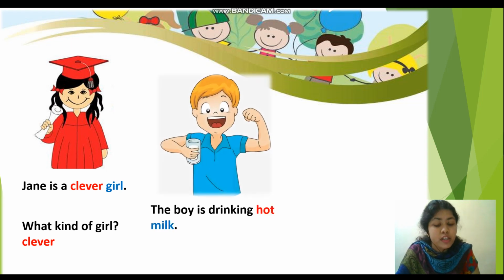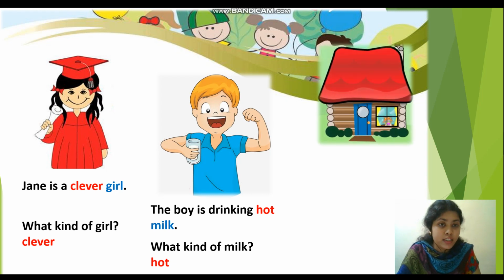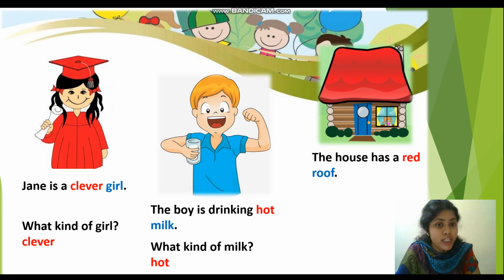Let's see the second example. The boy is drinking hot milk. Here again, the word in blue, milk, is a noun and the word in red, hot, is describing the milk. It is telling about the quality of milk. And when we are asking the question what kind of milk, we are getting the answer hot. That means hot is an adjective of quality. Let us see the third example. The house has a red roof. Again here, the word in blue, roof, is a noun and the word red is adjective of quality. How? Because when we are asking the question what kind of roof, we are getting the answer red.